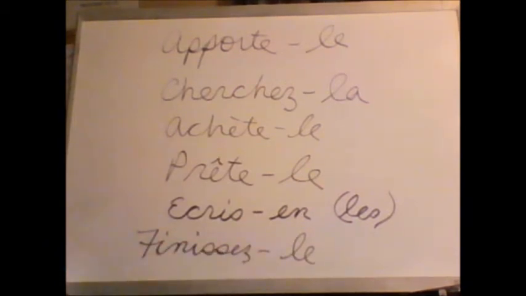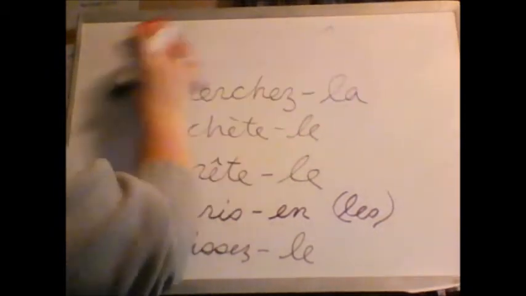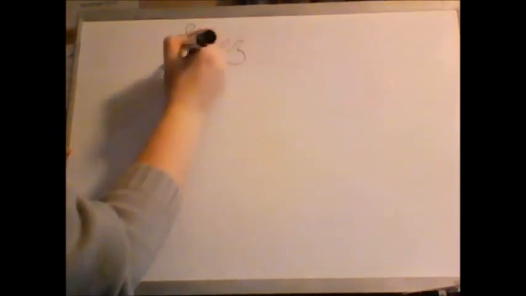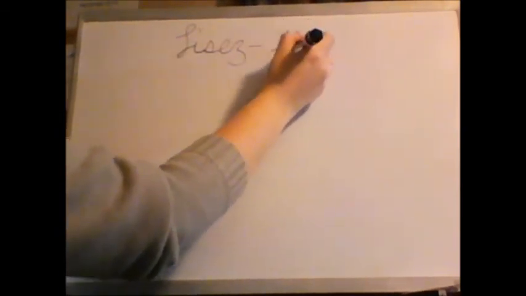Numéro 7. Pouvons-nous lire ces romans? Can we read these books, these novels? And we want to say read them. And we're being indicated that we need the vous form, right? So lisez. That's an L, I-S-E-Z. And then they were les romans, so read them. Lisez-les.